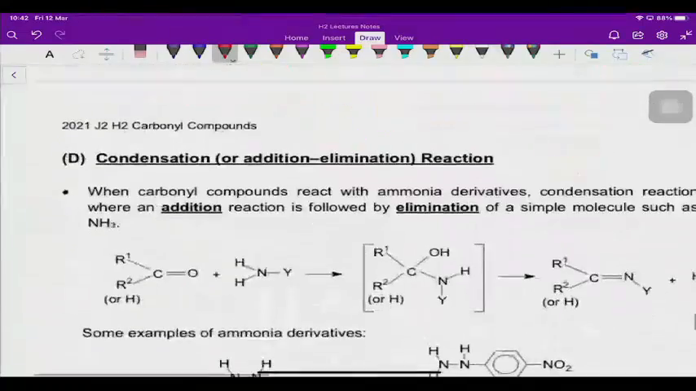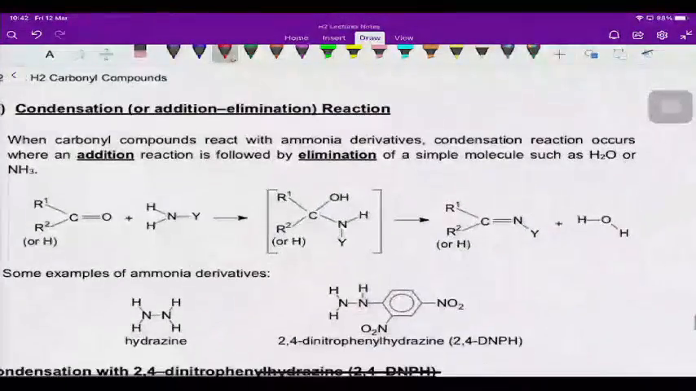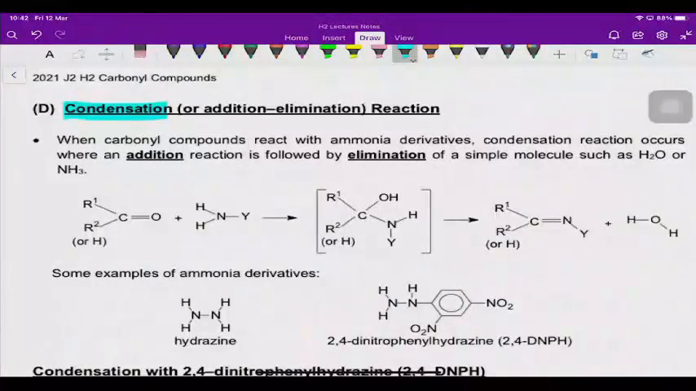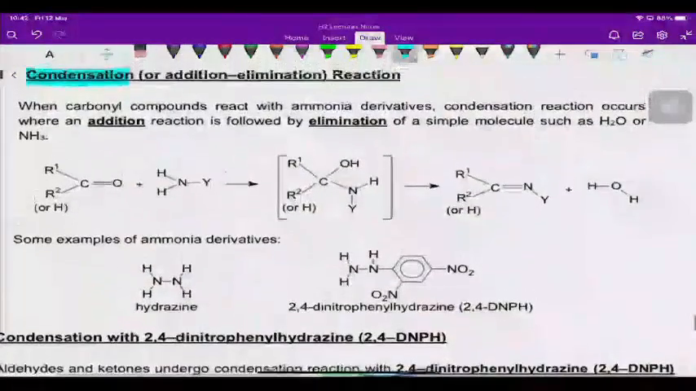Okay, the last reaction, quickly. As the name suggests, condensation. So I'm going to see a small molecule coming out. This is the last reaction that you will learn from carbonyl, also very specific.